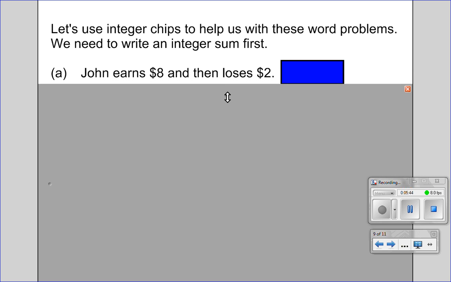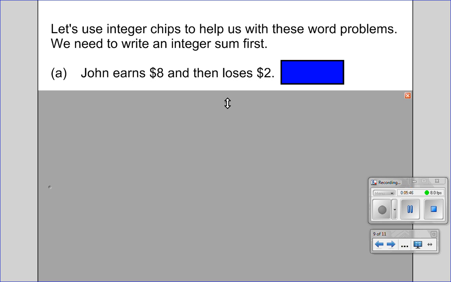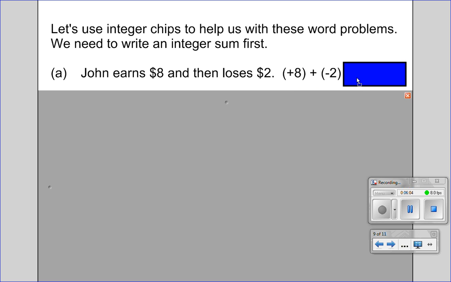Okay, John earns $8 and then loses $2. So earns, that sounds like plus, positive. Loses, that sounds like negative. So putting that together, we've got positive 8 plus negative 2. Now, just try this on your own. Again, you can draw this on paper. You draw the correct number of positive chips and the correct number of negative chips. So pause the video and then come back once you're ready.